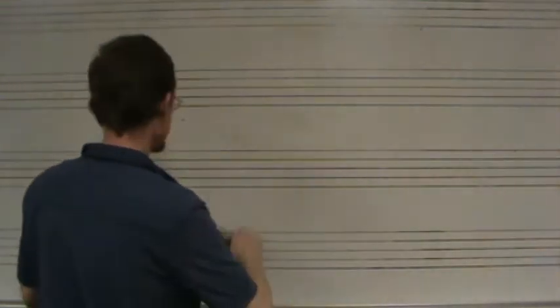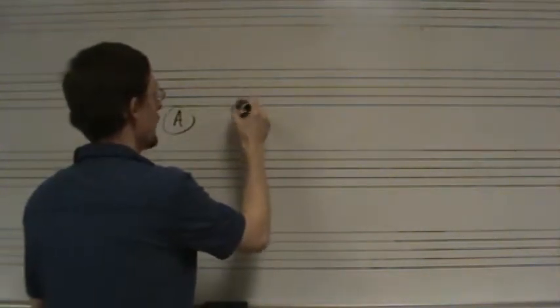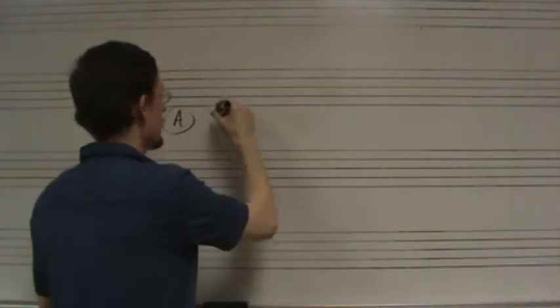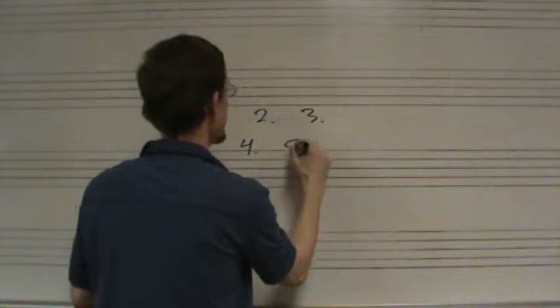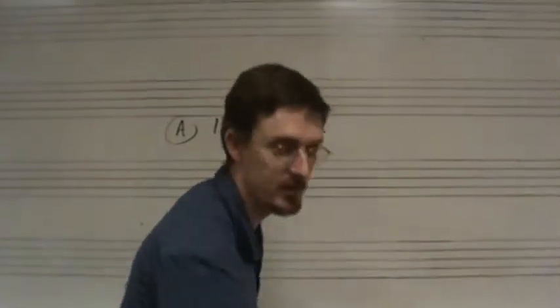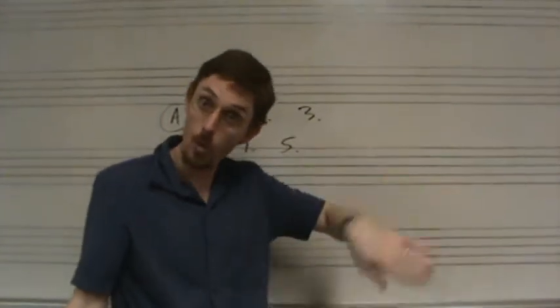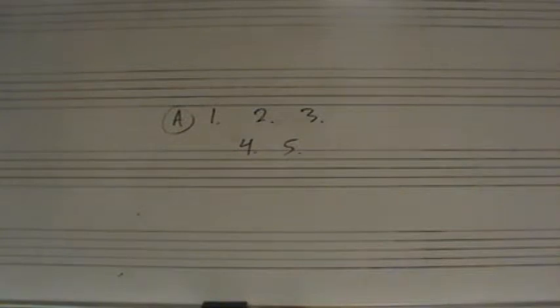Let's start with the first section. We'll call it section A. Go ahead and mark 1, 2, 3, 4, 5. Let's do 5 intervals. These will be either ascending or descending. Do your best to identify them. I'll play them 2 times each. All right. First one.